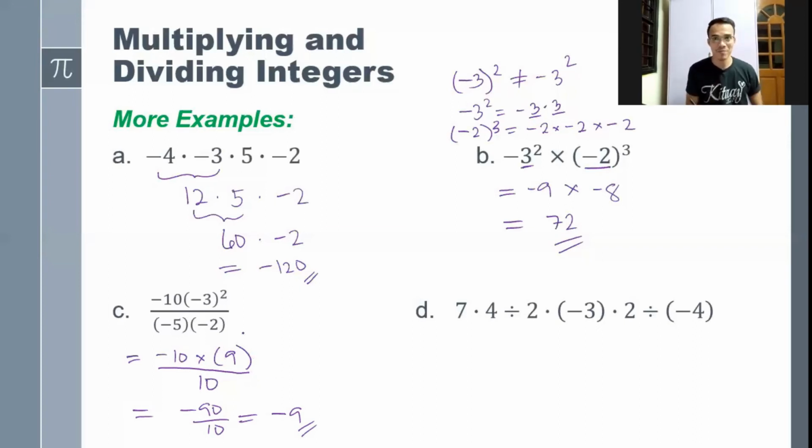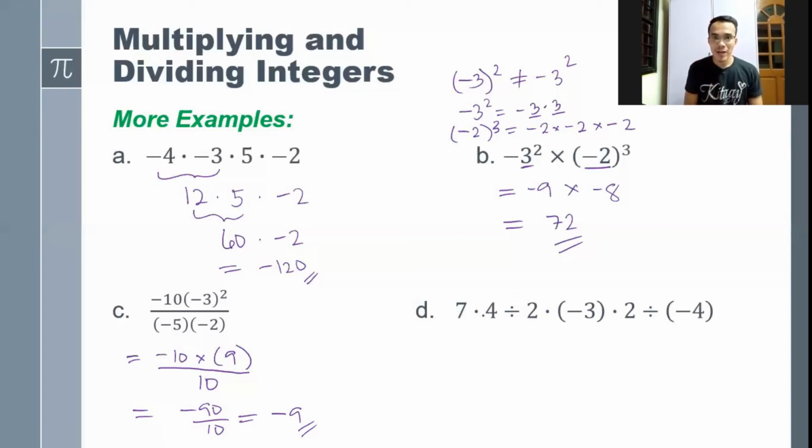It's up to you. And letter D, 7 times 4 divided by 2 times negative 3 times 2 divided by negative 4. In this expression, we have a combination of multiplication and division. When these two operations are present in the same expression, then you always have to simplify the given expression from left going to the right. Whichever operation comes first, you have to deal with that first.